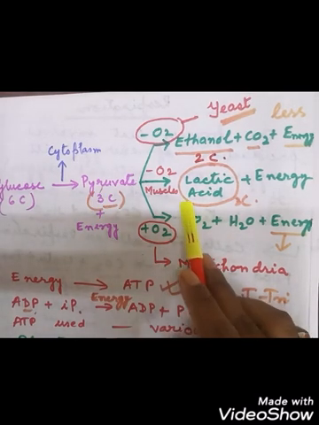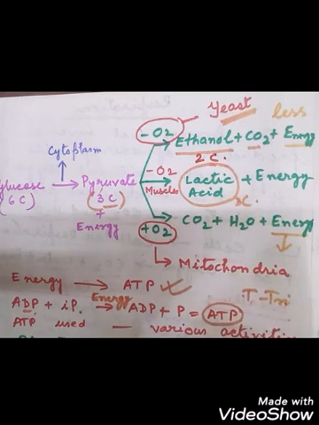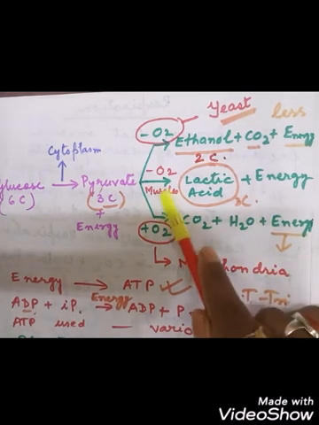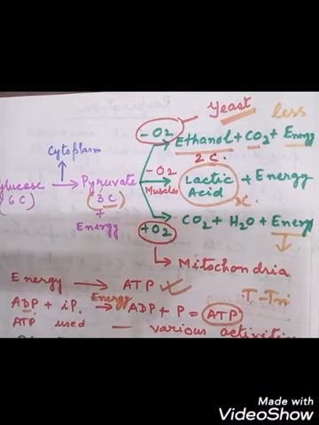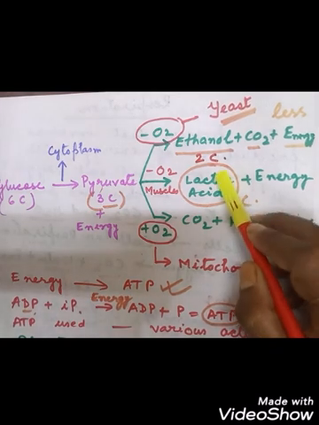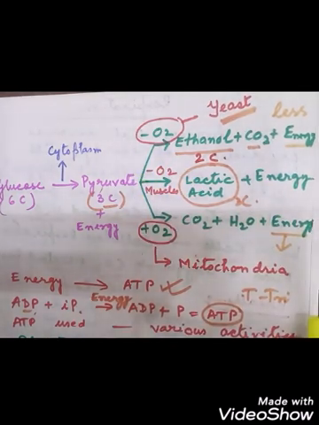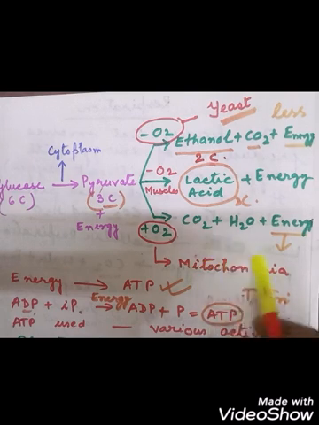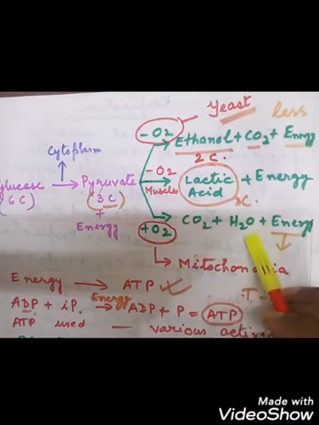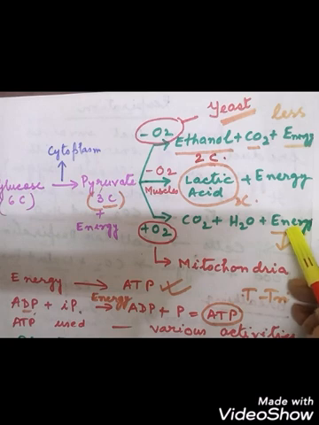Then again, in the absence of oxygen in our body, that is in the muscle cells, if the breakdown of this pyruvate takes place in the absence of oxygen, what will be formed? Lactic acid and energy. So this is also in the absence of oxygen. But what happens in the presence of oxygen, and where? In the mitochondria, carbon dioxide, water and energy are produced.